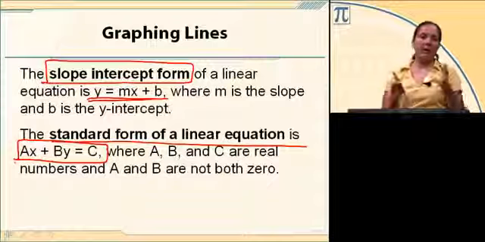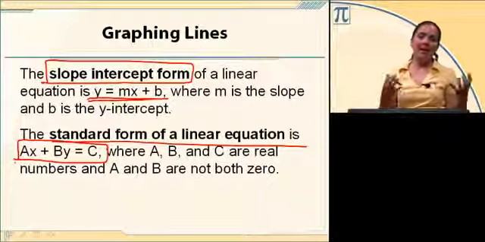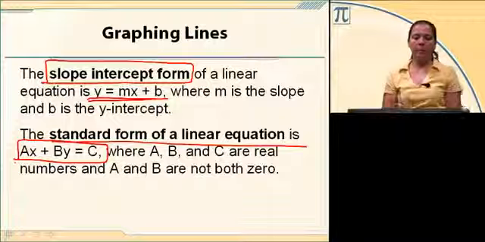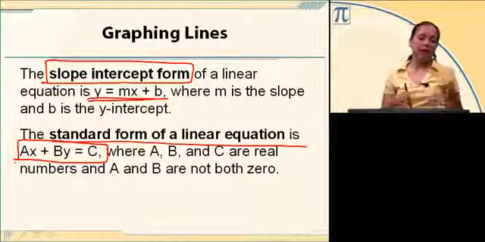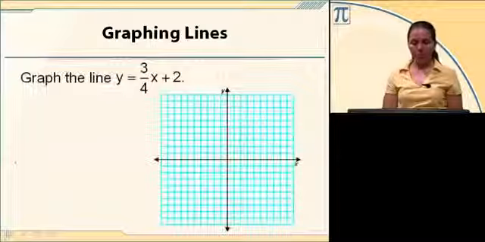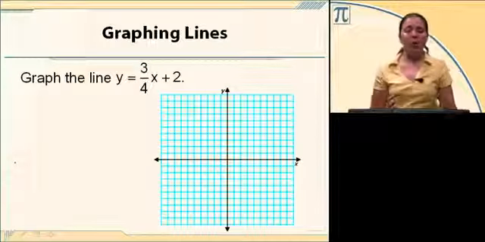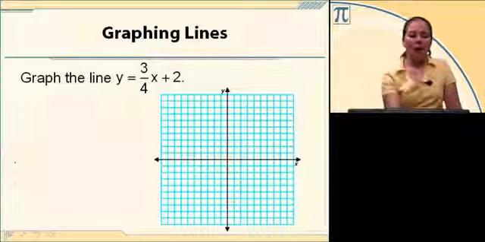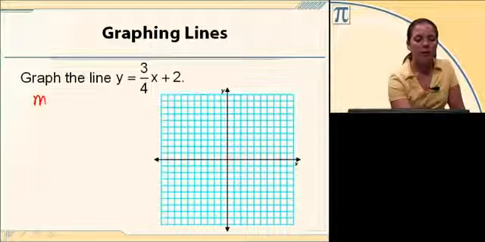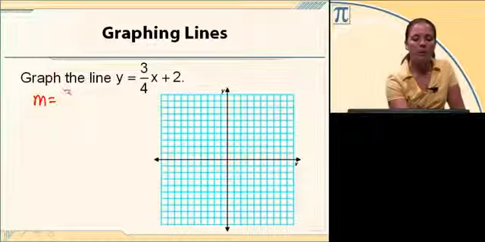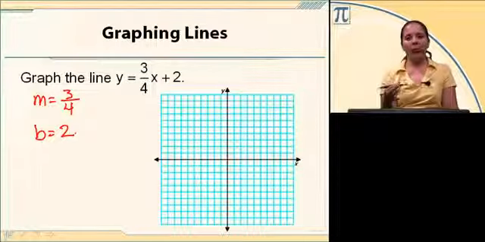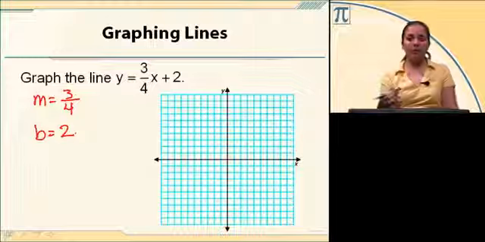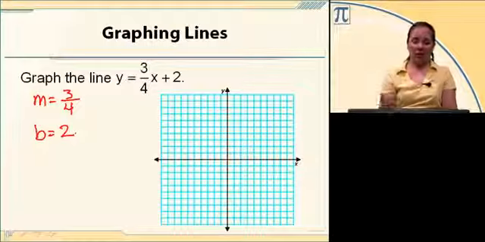Standard form of a linear equation is ax plus by equals c. A, b, and c are all real numbers. A and b can't both be 0, which means you have to have at least an x or a y coordinate. A generally should be a positive number. A and b should be integers. All right, let's go ahead and graph the line y equals 3/4 x plus 2. I'm going to graph this one knowing this is slope-intercept form. So my slope is 3/4, and b is 2, or the y-intercept is 2. When you graph a line given the equation in slope-intercept form, the b tells you where to start on the y-axis.